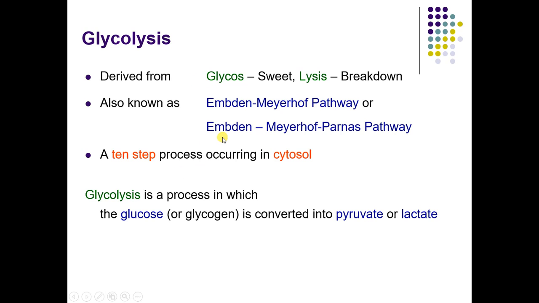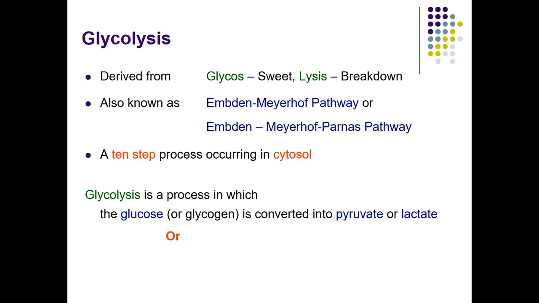Actually, this glycolysis was for the first time presented by Embden, that's why it is called the Embden-Meyerhof pathway. This is a 10-step process which occurs in the cell in the cytosol, which is the soluble part of cytoplasm. Glycolysis is the process in which glucose or glycogen is converted into pyruvate or lactate.